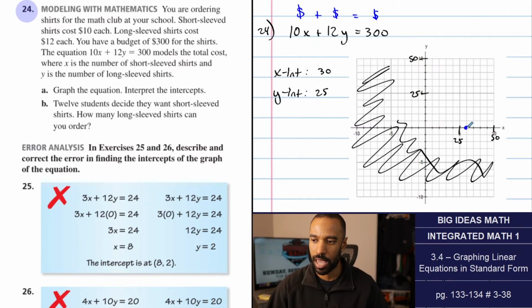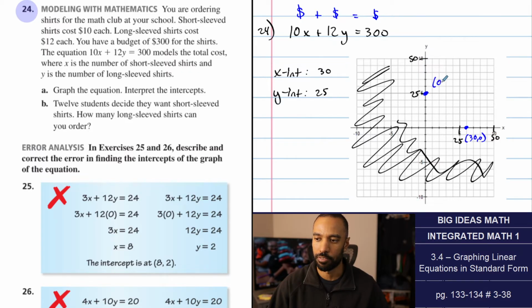X-intercept here, and this is 30, right? 5, 10, 15, 20, 25, 30. So 30 comma 0. And they did say graph, right? Graph the equation, interpret the intercepts. And this is 25, 0 comma 25.